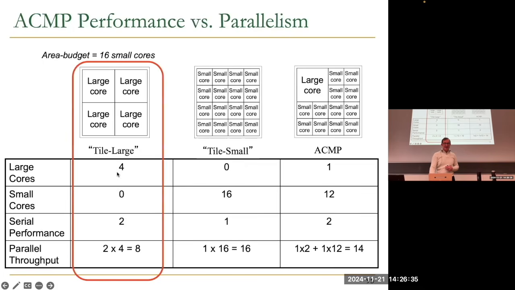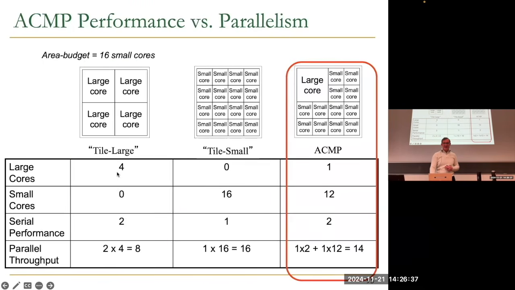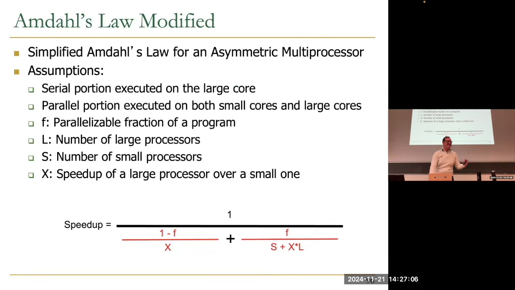Now, if you do this, I've already given you these results actually. Right? So tile large, tile small, and ACMP. ACMP gets essentially the same serial performance as the tile large approach and almost the same parallel performance of tile small. As I said, this could be increased to almost 60 with multi-threading. We're not assuming multi-threading in the large core. If you assume multi-threading, you could get 4 units of performance over here, right?